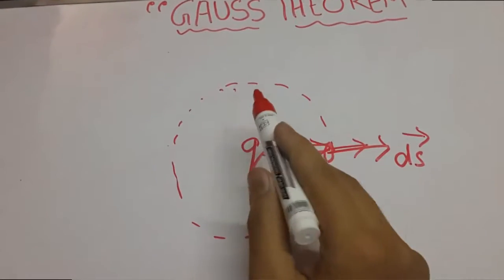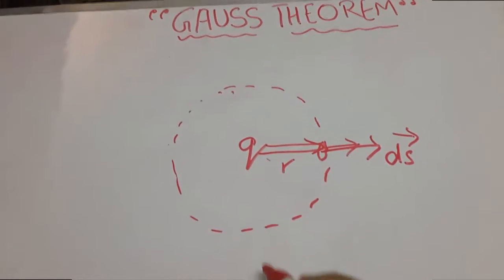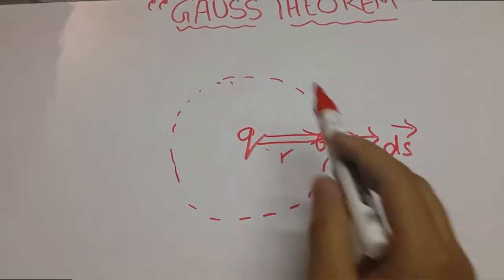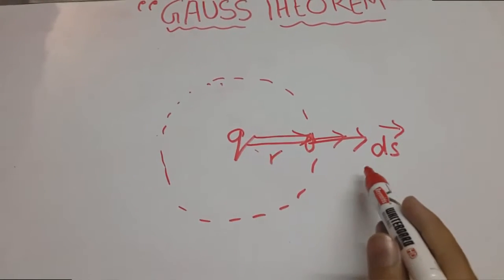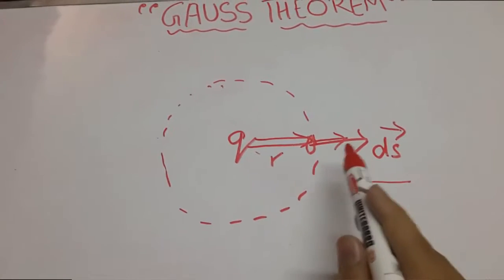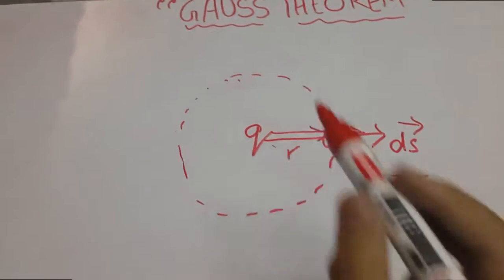This is the Gaussian surface. So this shows that the plus Q charge is creating a Gaussian surface which has a dS vector, and the electric fields are also perpendicular to the surface. So this sphere is a Gaussian surface.